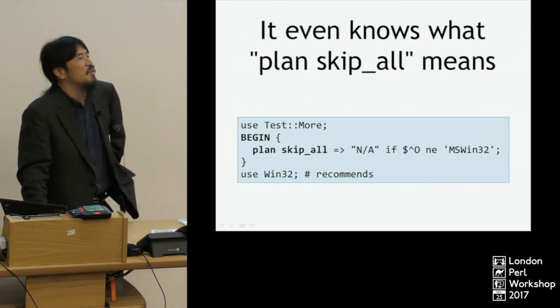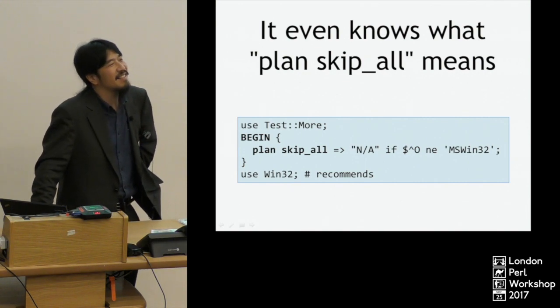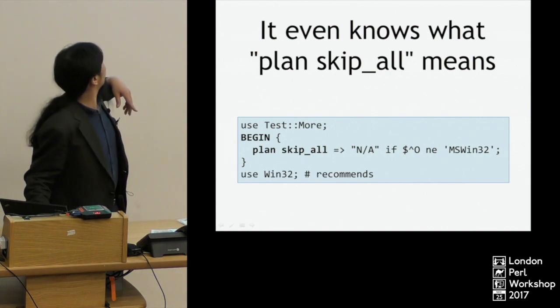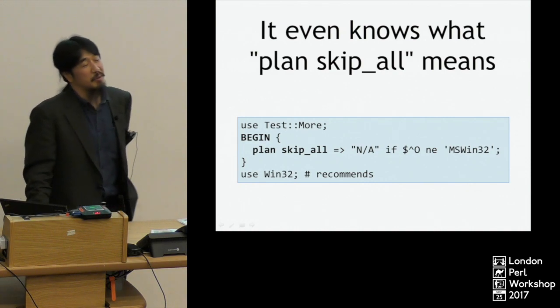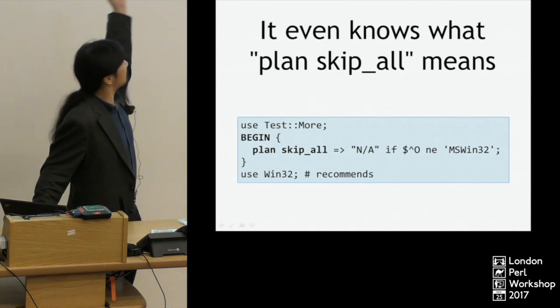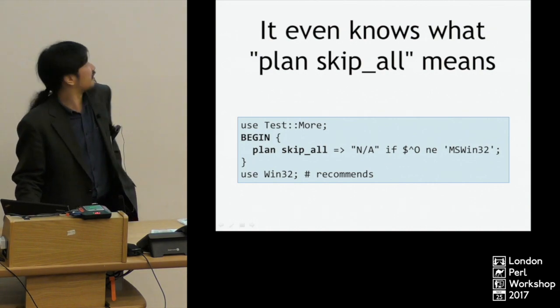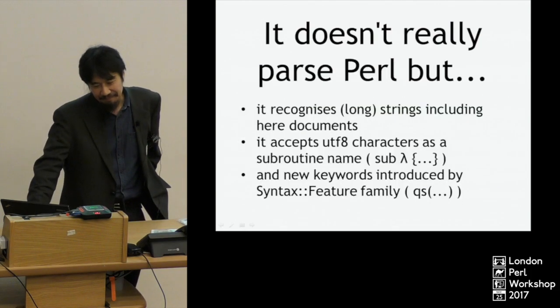And it even knows what the plan skip all means. So if you plan skip all in a BEGIN block, Win32 is a recommend. And if the BEGIN block is gone, Win32 is requires.